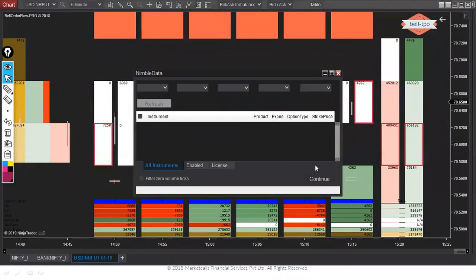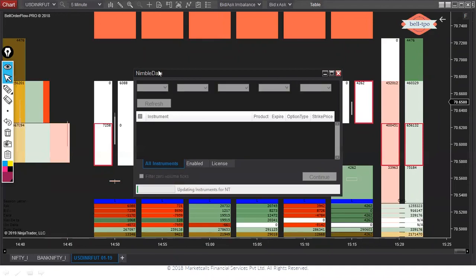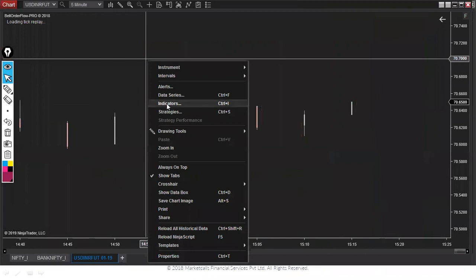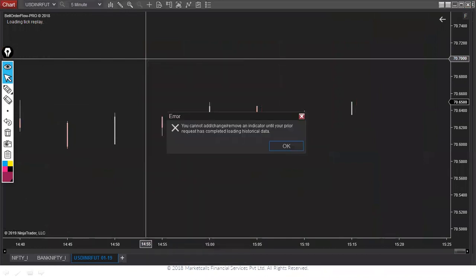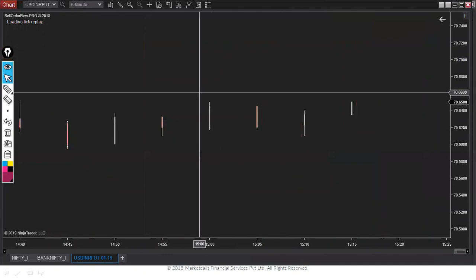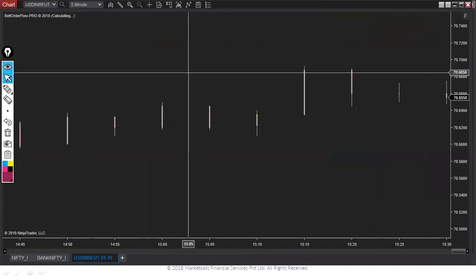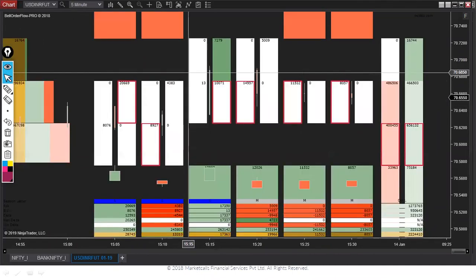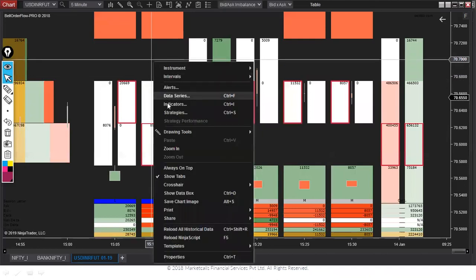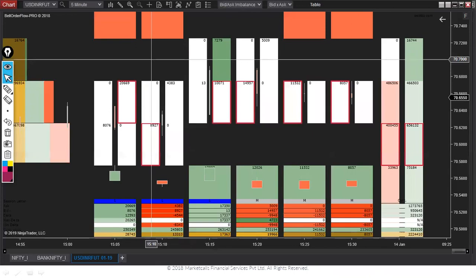My data feed is getting loaded. Meantime, I right click and I'll go to indicators. Okay, the data has to load first. Let the data load first, then I'll readjust the tick size, the TPO size. So right click and I'll go to indicators.